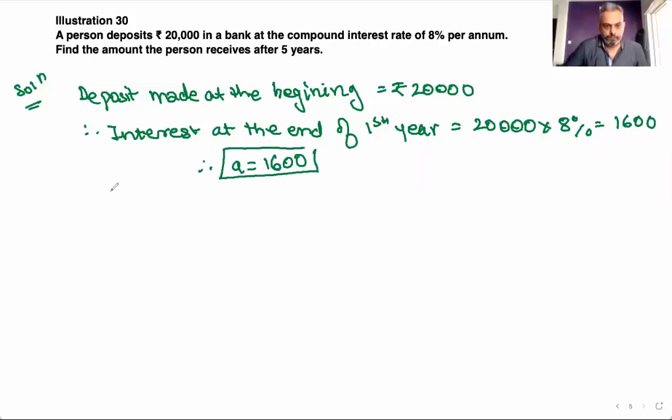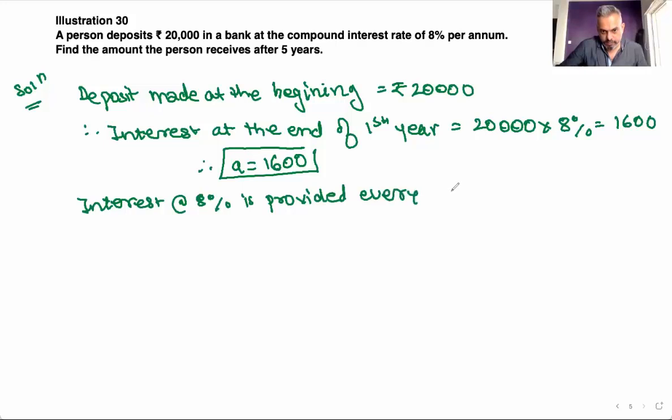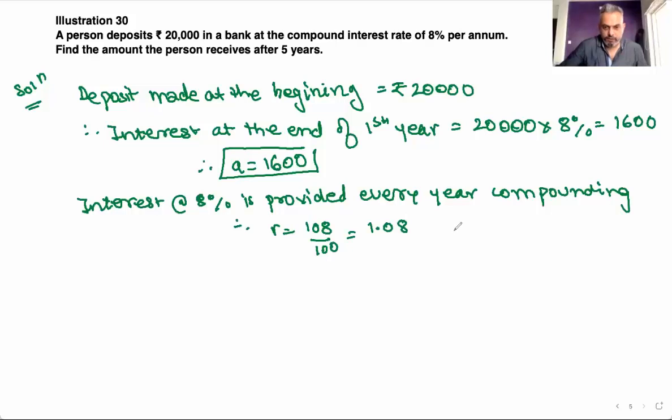Now, R is equal to, or let's write, interest at the rate of 8% is provided every year, compounding. Therefore, R is equal to 108 by 100, which is 1.08. So R is equal to 1.08.